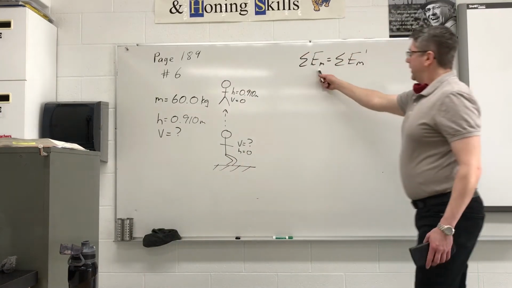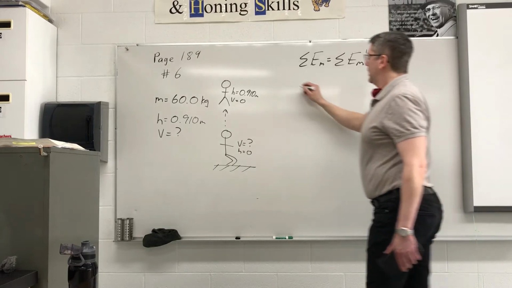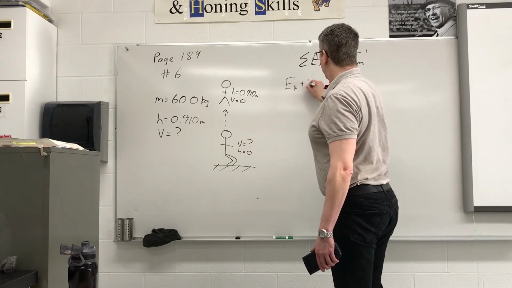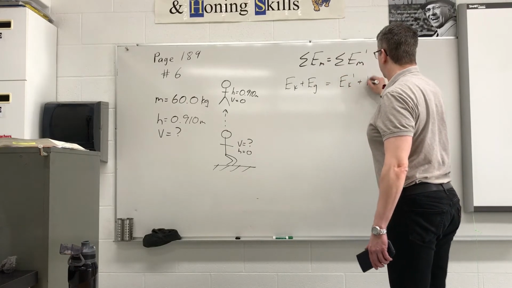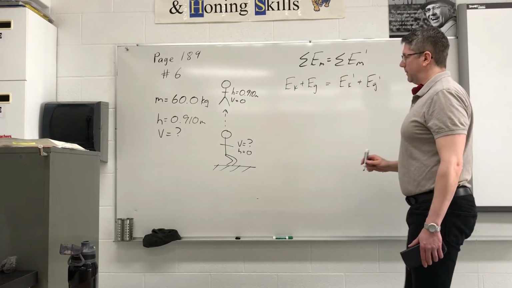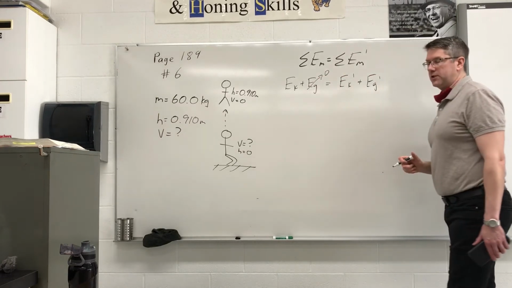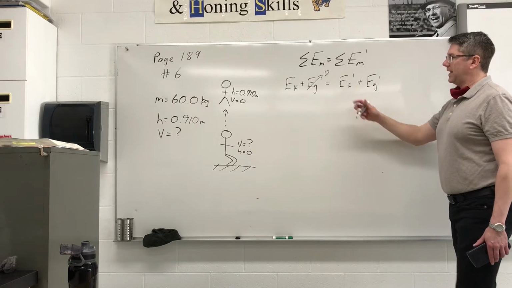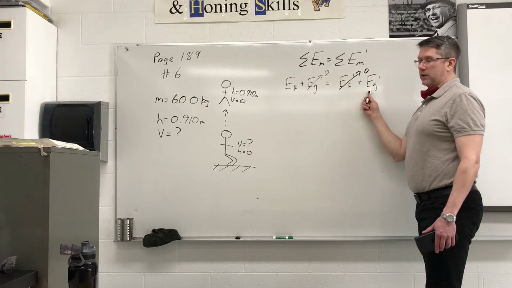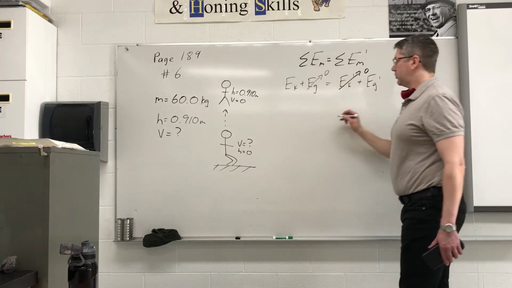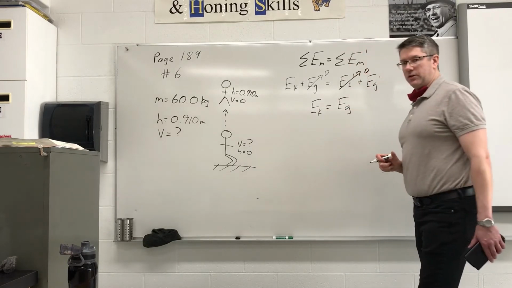So we know the sum of the mechanical energies at the start equals the sum of the mechanical energies at the top. So our kinetic energy at the bottom plus our gravitational potential energy at the bottom equals our kinetic energy at the top plus our gravitational potential energy at the top. So at the bottom, they have a height of 0, so their gravitational potential energy is 0. And at the top, their kinetic energy is 0. So the kinetic energy at the bottom is going to convert to the gravitational potential energy at the top. So we have the kinetic energy at the bottom, gravitational potential energy at the top.